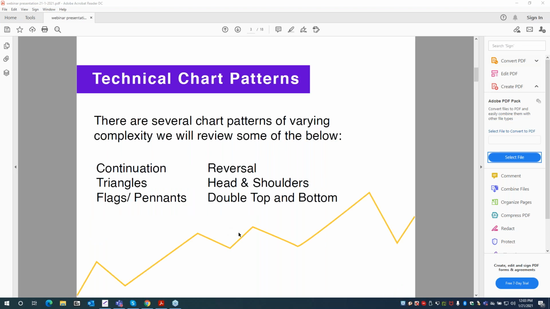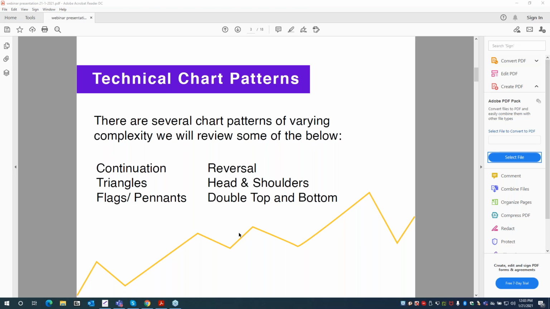So there are a few different technical chart patterns when you look at the markets. If you look closely at different time frames, you can always find different kinds of patterns in the charts and instruments that you're looking at. There are several chart patterns of varying complexity. We will review some of them below.